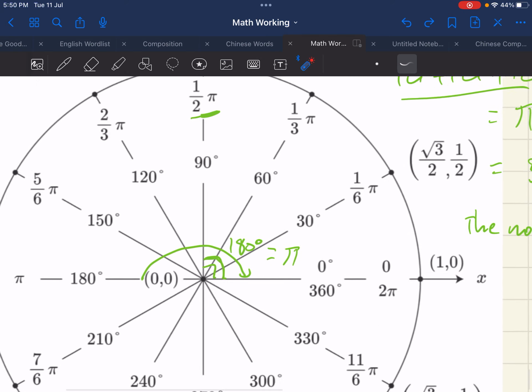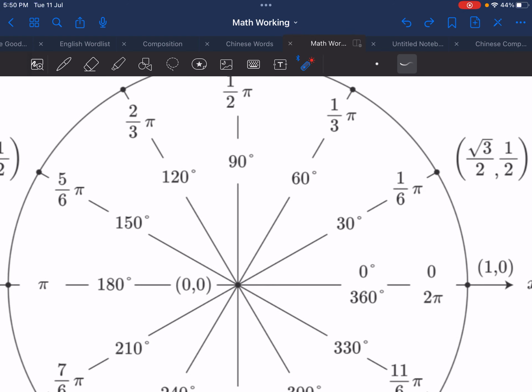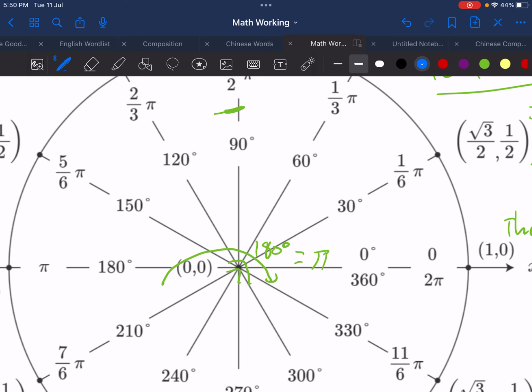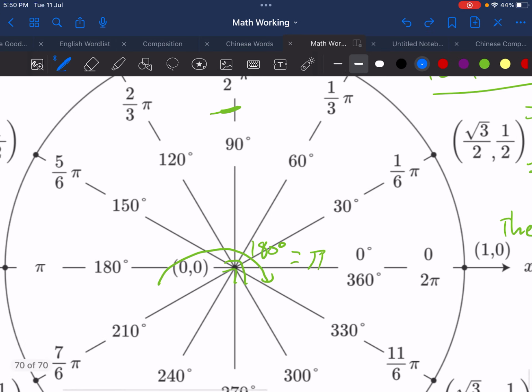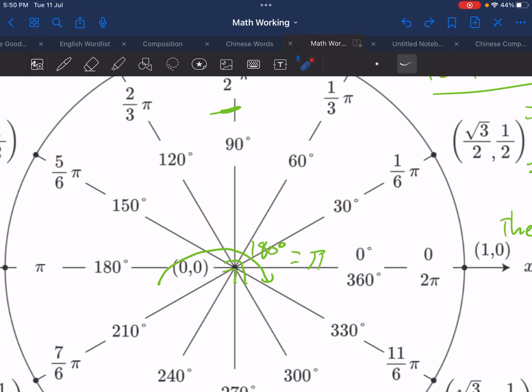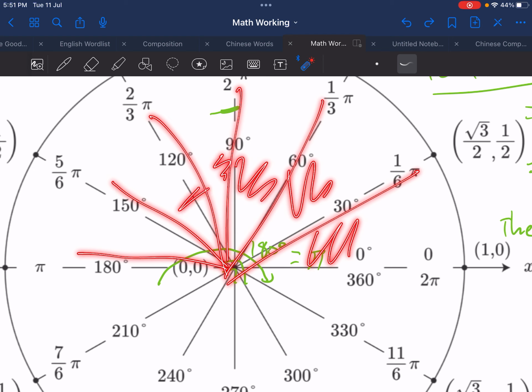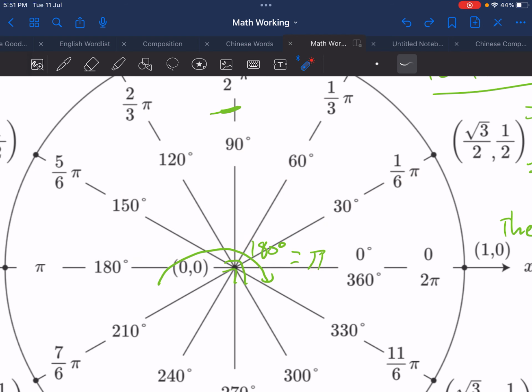So let's take a look at why it is 1/6 pi at 30 degrees. At 30 degrees, let's take a look at how many splits it goes into. It goes into 1 split, 2, 3, 4, 5, 6 splits. 6 different ones. So there's 1 here, 2 here, 3 here, 4 here, 5, and there's 6. These are all equal parts, by the way.